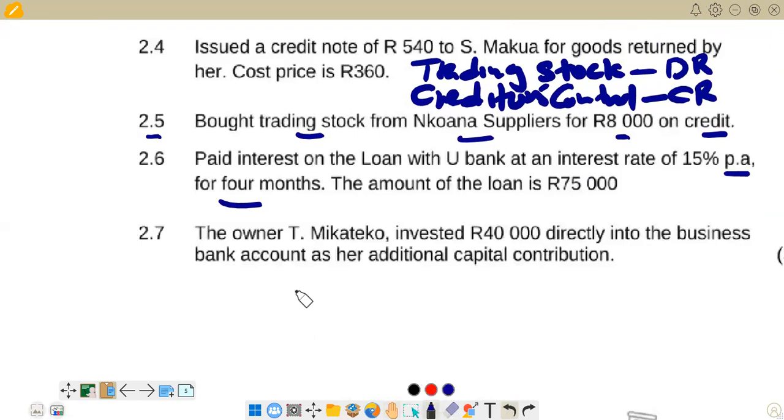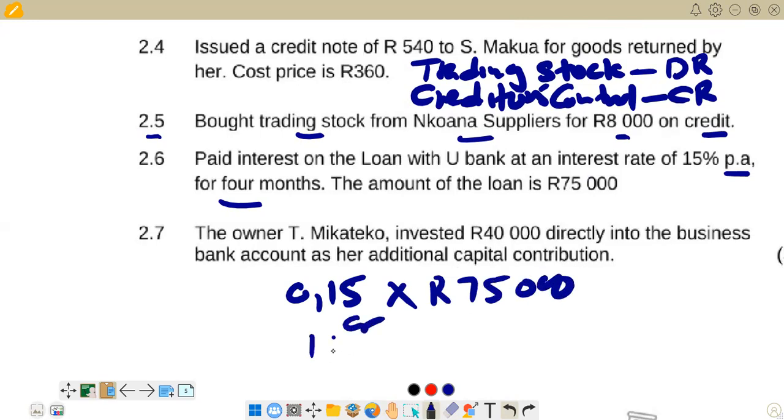It's 15%, which is 0.15 as a decimal. Then we multiply by 75,000 rands, or alternatively, you can just say 15 over 100, because it's 15%, and then we multiply by 75,000 rands. So this is how you can calculate that one.